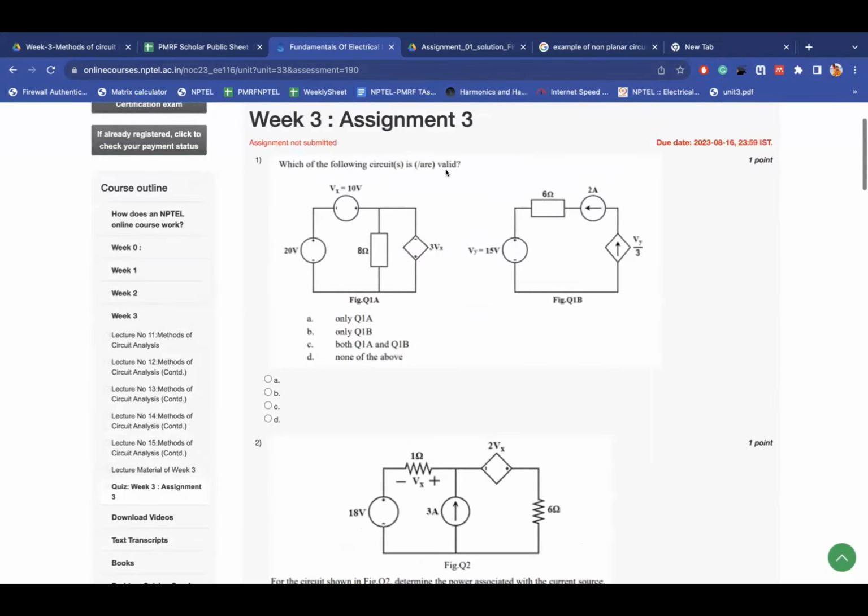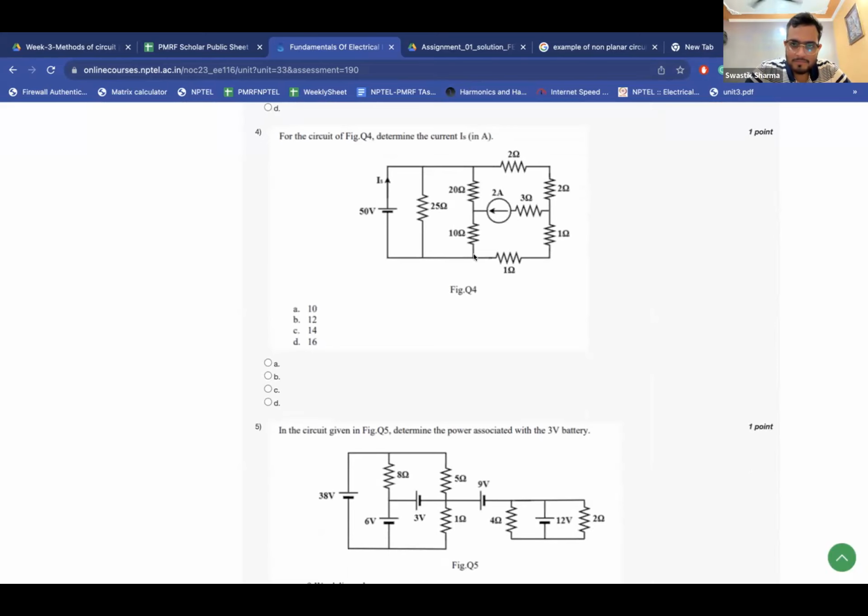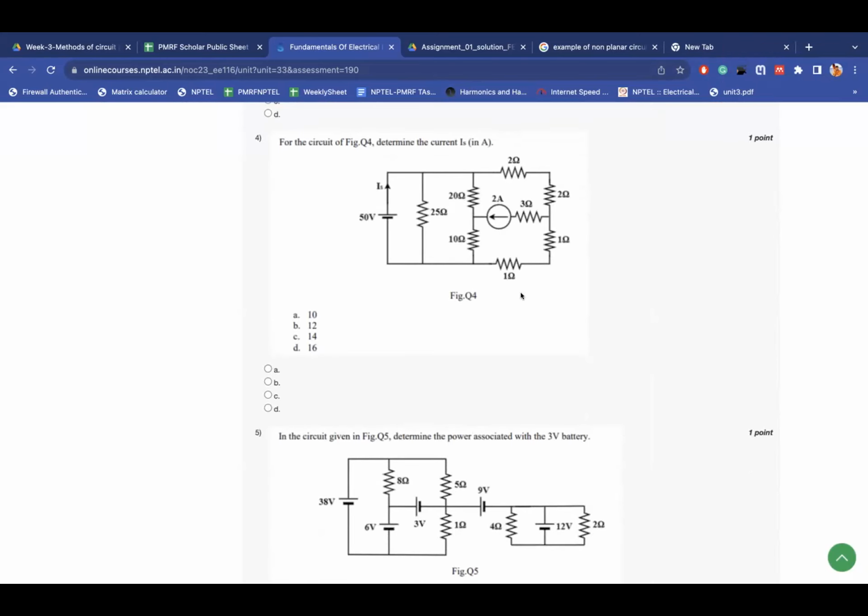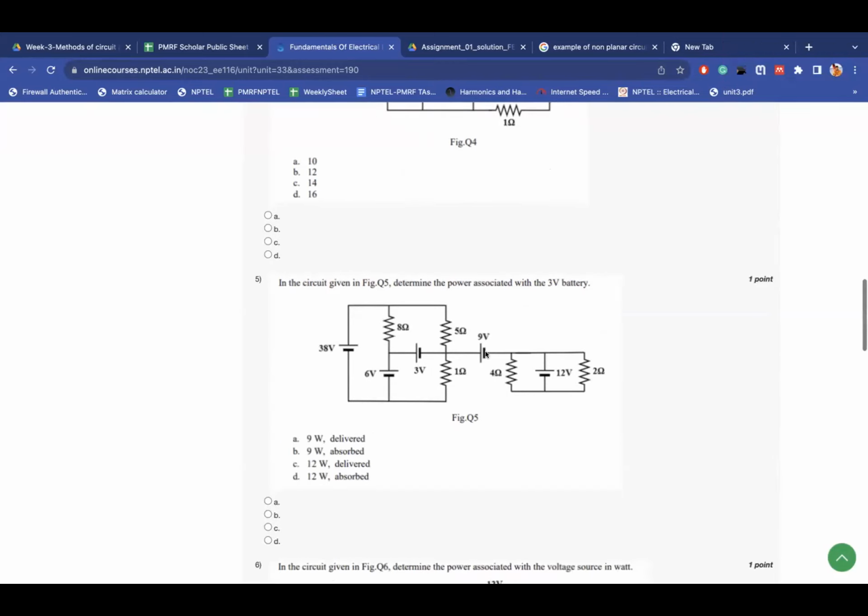Next, please go to the fourth one, sir. Yeah, this one. Here, the 50 volt source is delivering current IS. Now, if I take the first loop current as I1, then IS and I1 will be the same, because it's the same current going through that mesh, right? So the mesh current is I1, and in the same direction there's IS. So I1 is equal to IS. Okay, thank you.